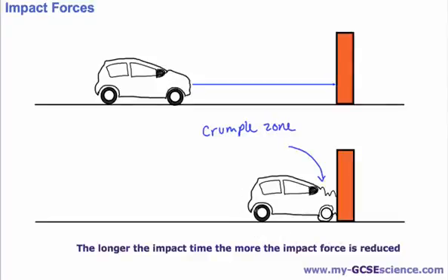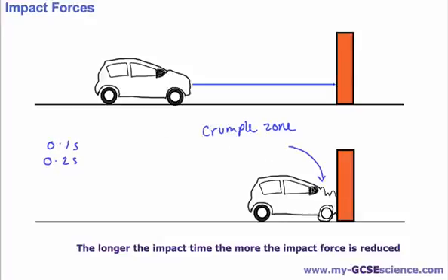Now it might not seem like a great amount of time that this is increased by, but you can imagine if it took 0.1 second for this car to stop, and that was doubled to 0.2 seconds by adding a crumple zone, you can see you've doubled the amount of time it's taken for it to stop, and that would reduce the force greatly. It could potentially halve the force with which that car hits the wall.